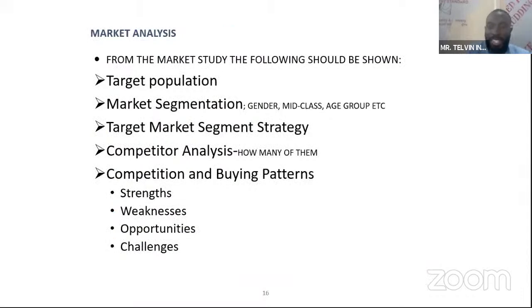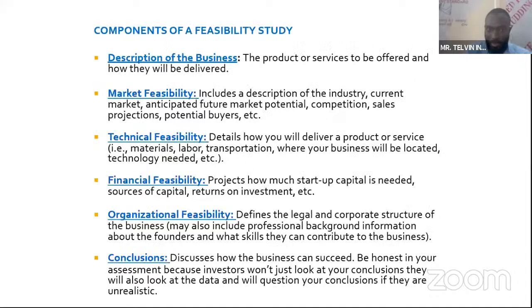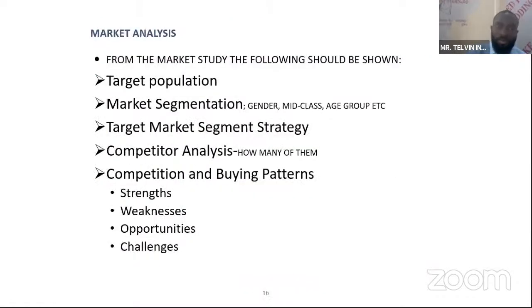Now let's look at market analysis. Before that, let's go back to the slide. Your description of business, I already told you how you can do it, so that is not a key thing that one needs to bother about. So we'll look at market analysis, technical analysis, financial analysis, and then organizational analysis in the subsequent slides.